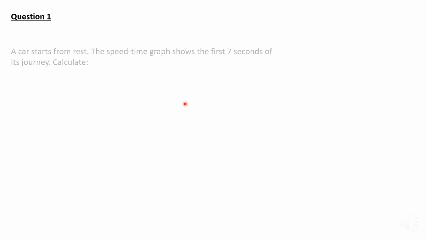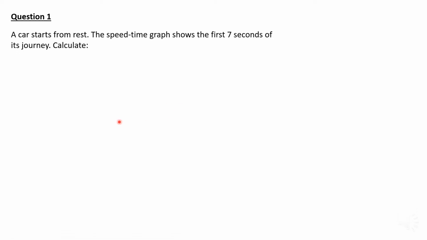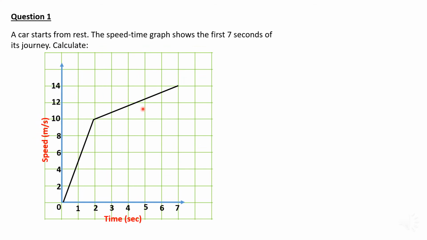So my very first question says that a car starts from rest. And the graph here shows the first 7 seconds. As you can see from this graph, in the first 2 seconds the speed of the car was 10 meters per second. And then it accelerated again by a further 2 meters per second. It did that in 5 seconds. The way I get 5 is 7 minus 2. So the first question is, you're supposed to calculate the acceleration between 2 and 7 seconds.